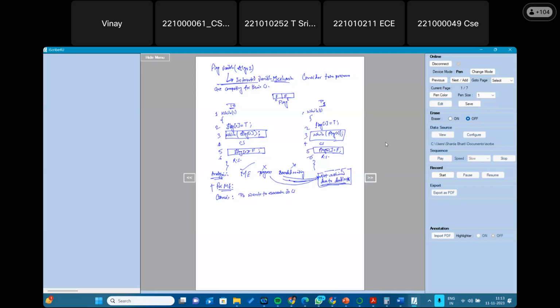Right. So instruction 1 will be executed, 2 will be executed, and it makes flag 0 equal to true. Right, false to true. It's okay.